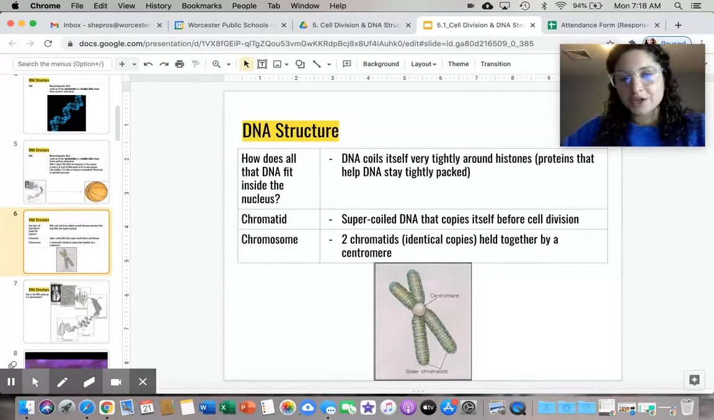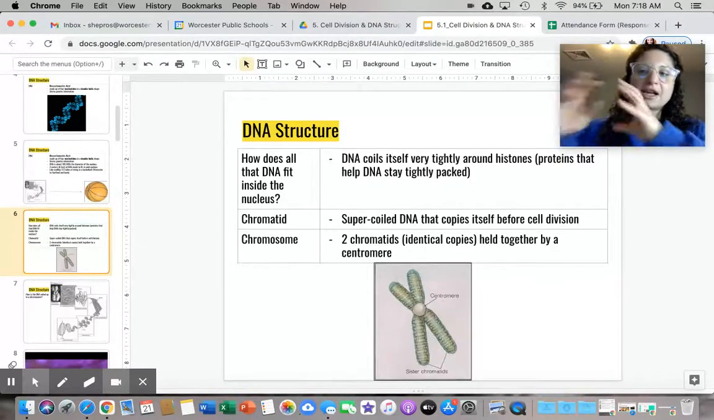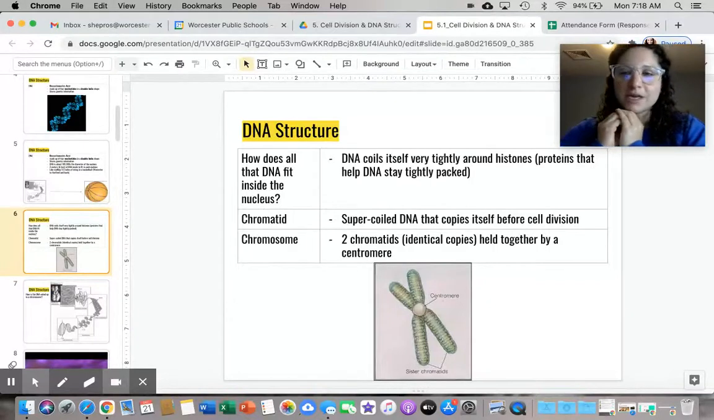So hopefully the question you're asking yourself is, how does all that DNA fit inside the nucleus? Basically, the DNA is going to coil itself very tightly around a protein called histones. These histones kind of look like hockey pucks, and it is an organizational method for your DNA so that it can, one, package itself into this tiny little space, but two, help keep it organized so we know where the different genes are located in the DNA.